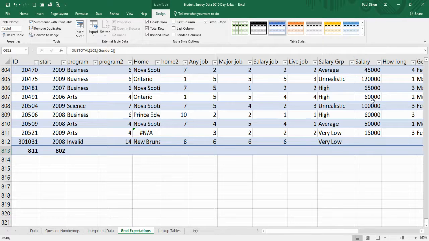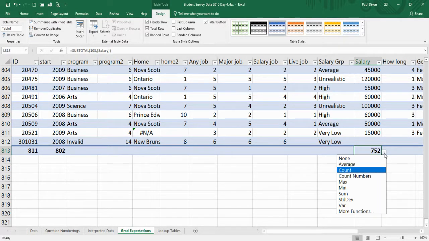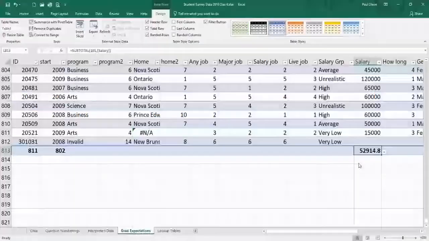Here's one that gives us salary. What was your expected salary 2 years after graduation? I look at count. 752 gave me a response. So almost 60 students didn't tell me what they expected to earn. We've got other things here. This is a column of numbers, so let's find the average. They expected to earn on average almost $53,000.